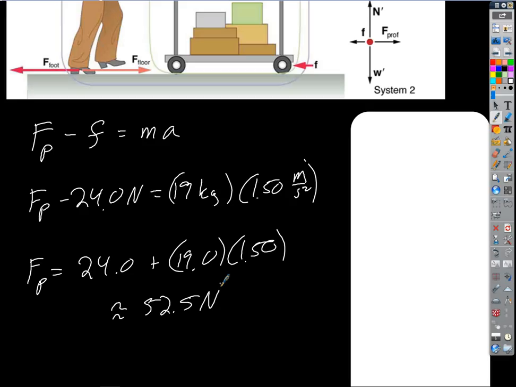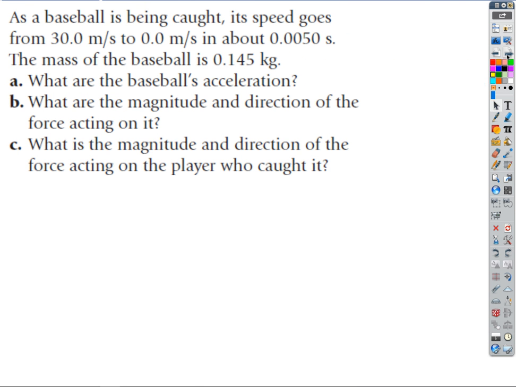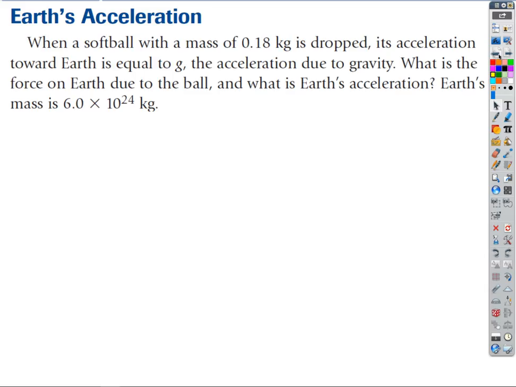Okay, good. All right, how about something like this? Just figure out what that is. It's kind of interesting. When a softball with a mass of 0.18 kilograms is dropped, its acceleration toward Earth is equal to g, the acceleration due to gravity. What is the force on the Earth due to the ball, and what is the Earth's acceleration?